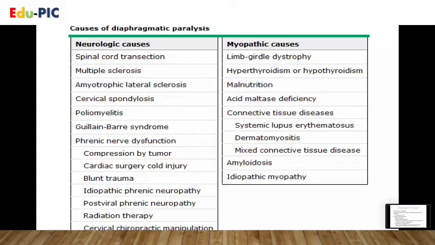Causes of diaphragmatic paralysis: the neurologic causes and myopathic causes. The neurologic causes like spinal cord transection, multiple sclerosis, amyotrophic lateral sclerosis, cervical spondylosis, poliomyelitis, Guillain-Barré, phrenic nerve dysfunction, which may be by compression or cardiac surgery or blunt trauma or other causes. Myopathic causes, you can see limb girdle dystrophy, hyperthyroidism or hypothyroidism, malnutrition, and dermatomyositis and other causes of myopathy.